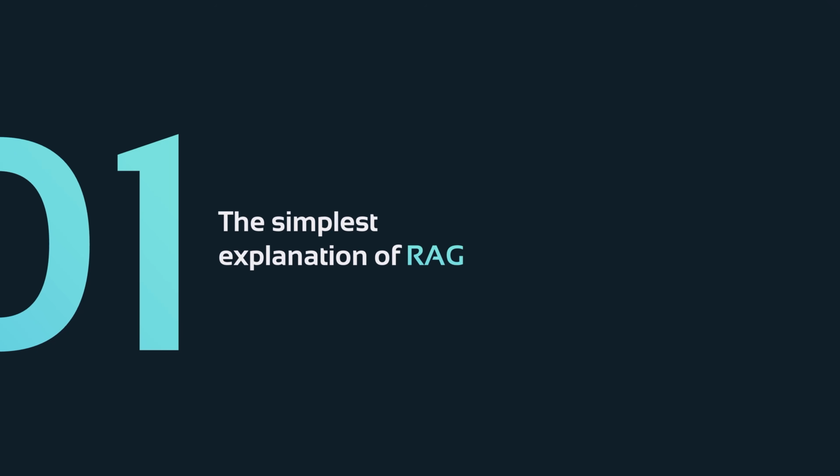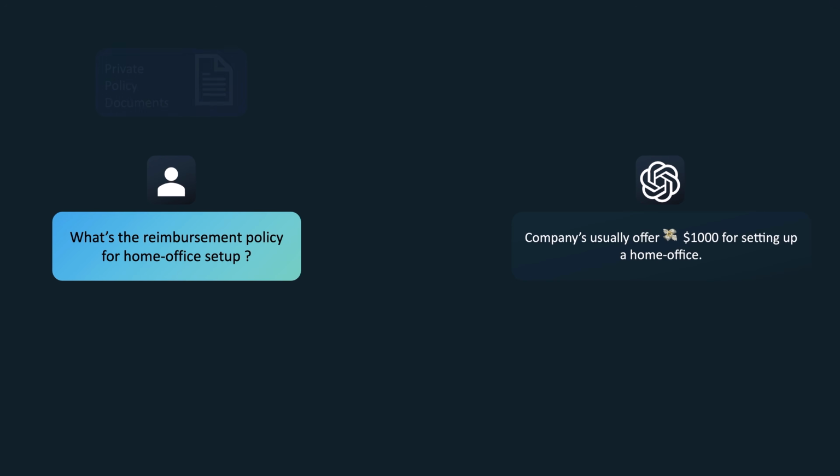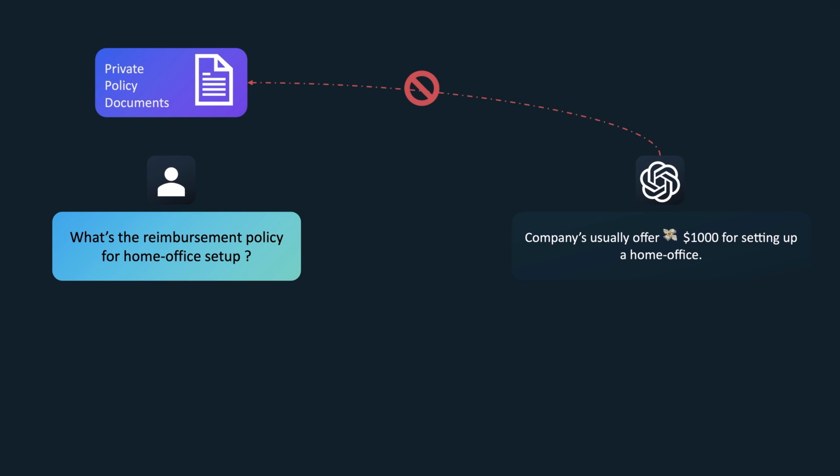Let's start with the simplest explanation of RAG. Say you were to ask ChatGPT, what's the reimbursement policy for home office setup? You already know when you ask this question that ChatGPT is going to give an incorrect answer because it doesn't have access to our policy document that's private to our company. So an LLM like GPT would hallucinate and provide an incorrect or generic answer that's common to most companies. The problem here is that it doesn't have the necessary context of what you're asking about.